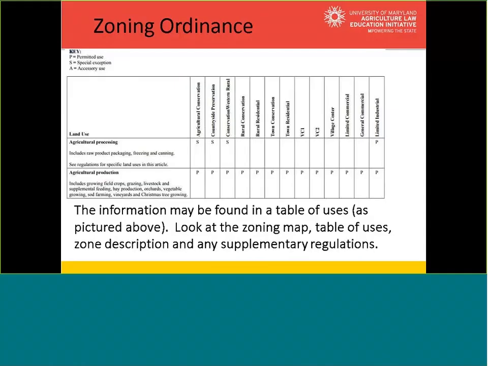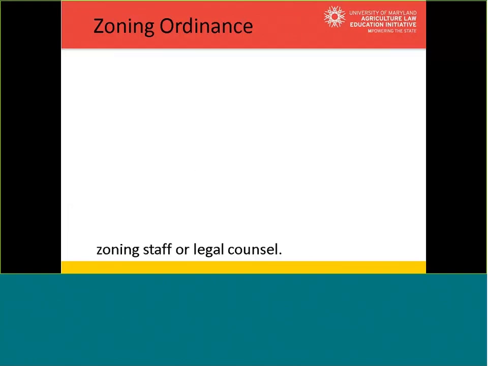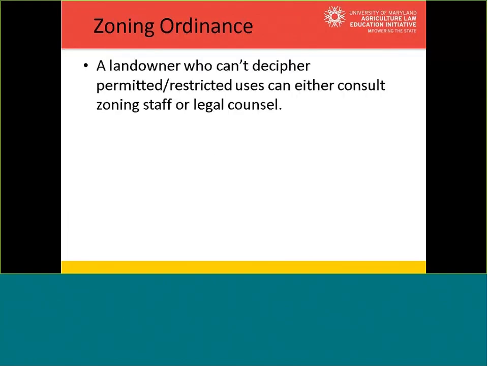The information may be found in a table of uses, as shown on this slide. So look at the zoning map, the table of uses, if there is one, the zone description, and any supplementary regulations. A landowner who can't decipher permitted or restricted uses can either consult the zoning staff or individual legal counsel.